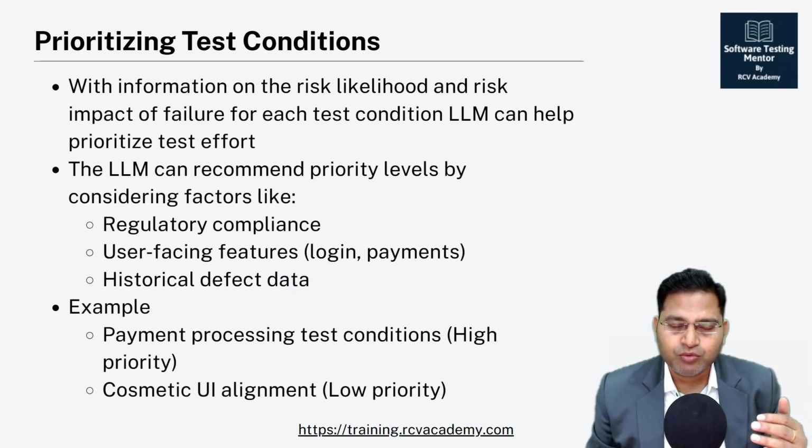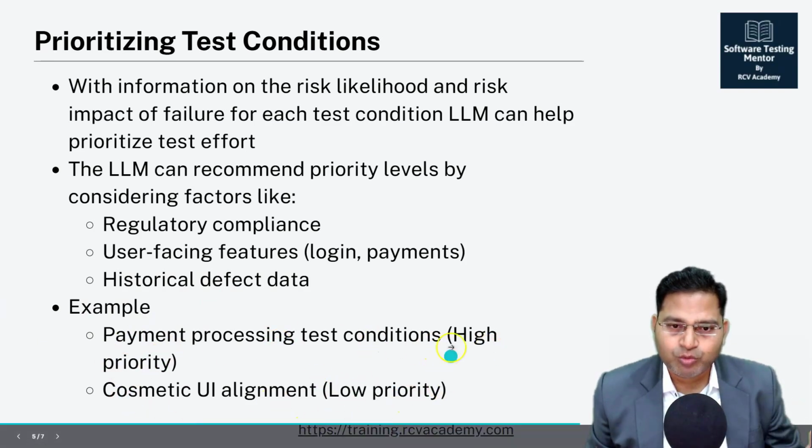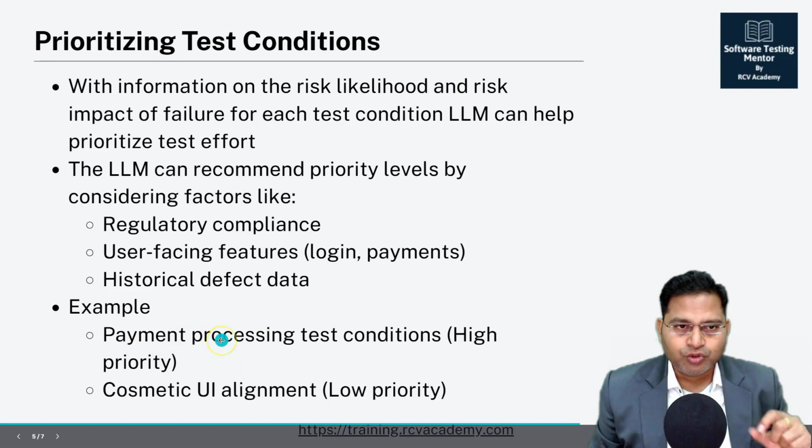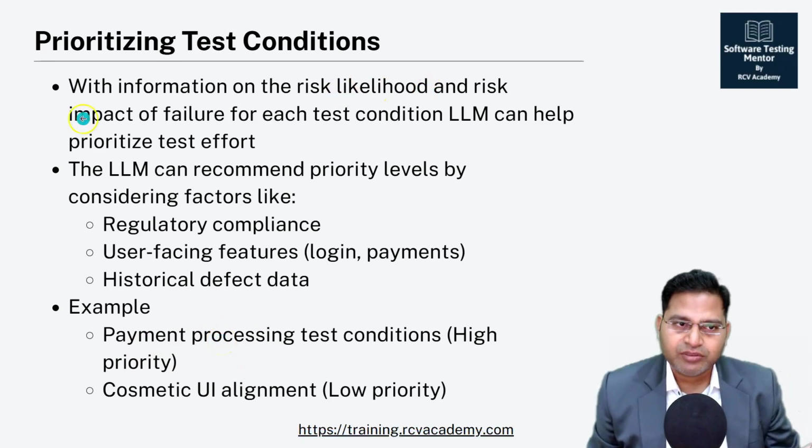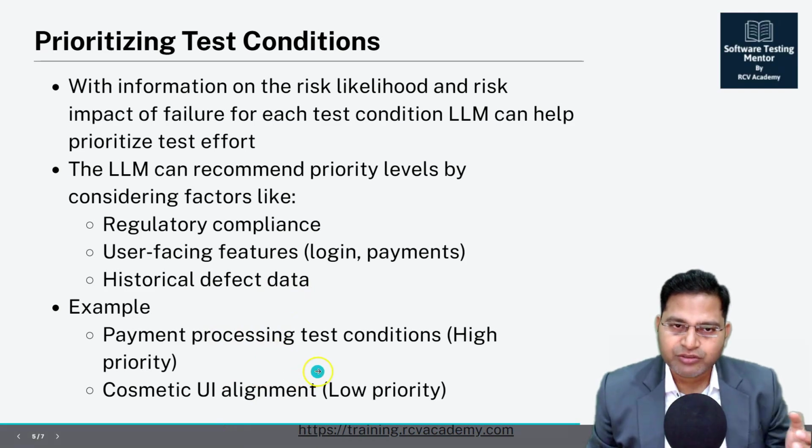Say, for example, you were taking hours to do the prioritization, now you can do the whole thing in maybe 30 seconds. For example, payment processing test conditions, high priority; cosmetic UI alignment, low priority. You can get some sort of prioritization from the LLM like this. So you provide the test conditions, likelihood and risk, and other historical defect data, and it will prioritize and provide you a clear list or tabular format, whichever output format you choose.